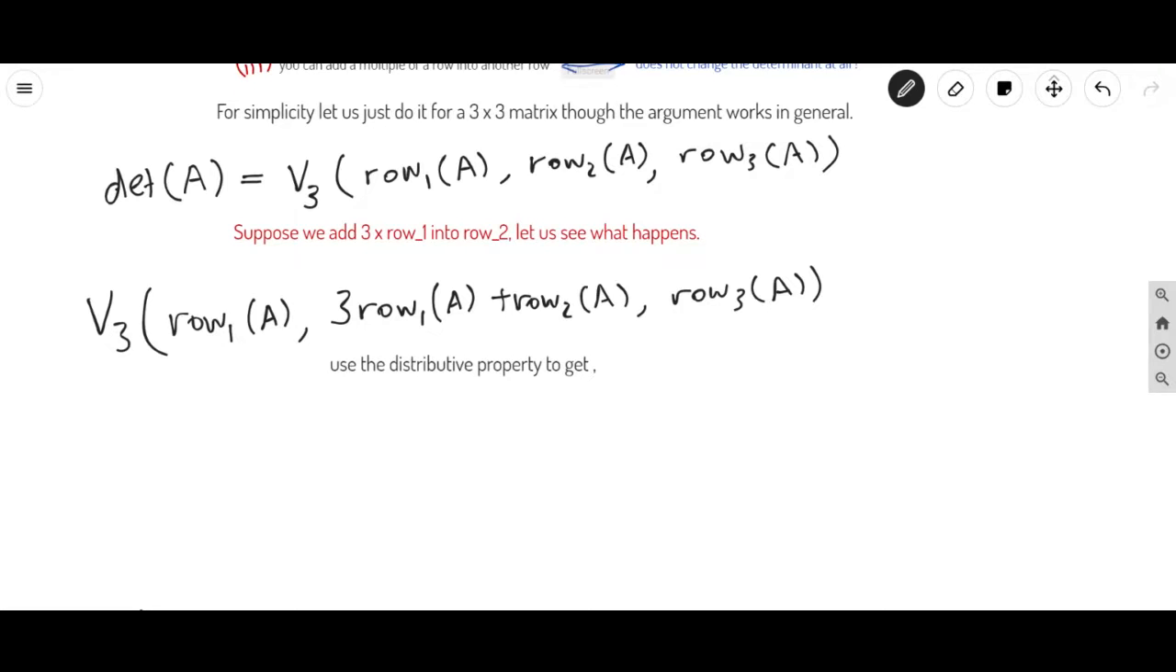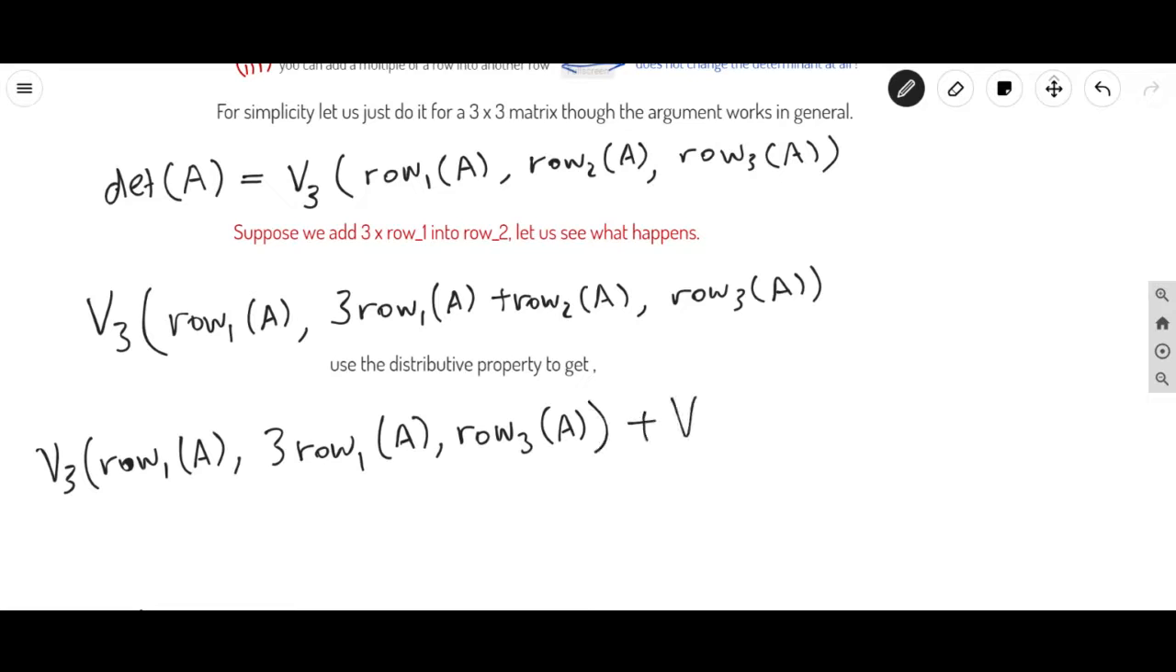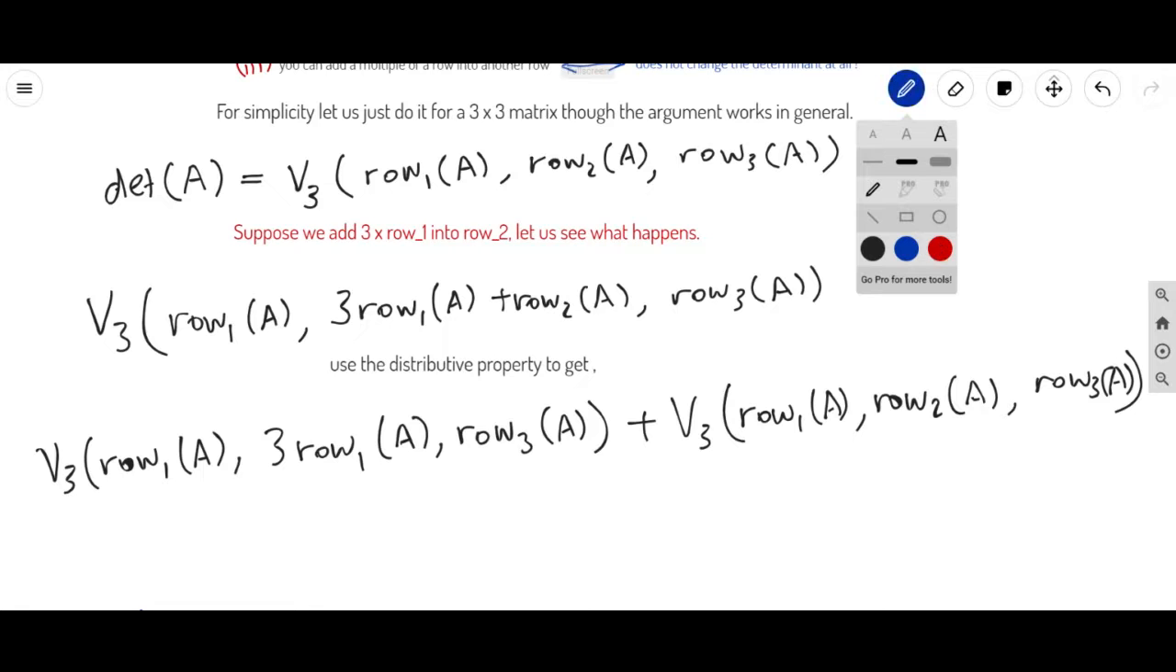So if we do that, we would get V3 of row 1 of A, comma 3 row 1 of A, comma row 3 of A, and then plus V3 of row 1 of A, comma row 2 of A, and then comma row 3 of A. That's what we would get.